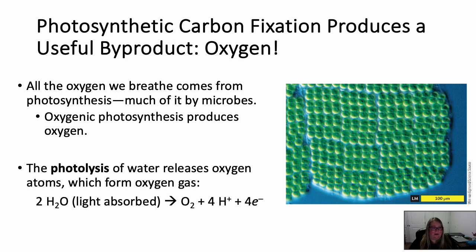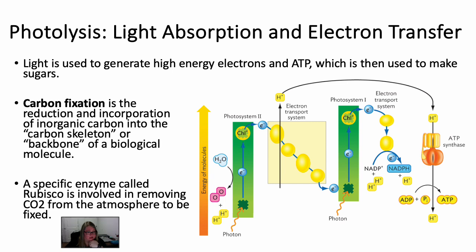Okay, so let's talk about photolysis in a little bit more detail. Okay, so let's talk about carbon fixation, photolysis. So carbon fixation is the process of reducing and incorporating an inorganic carbon into a carbon skeleton or backbone for a biological molecule. So in the case of photosynthesis, our carbon fixation is going to take inorganic carbon dioxide and it's going to make it the backbone of our glucose molecule.